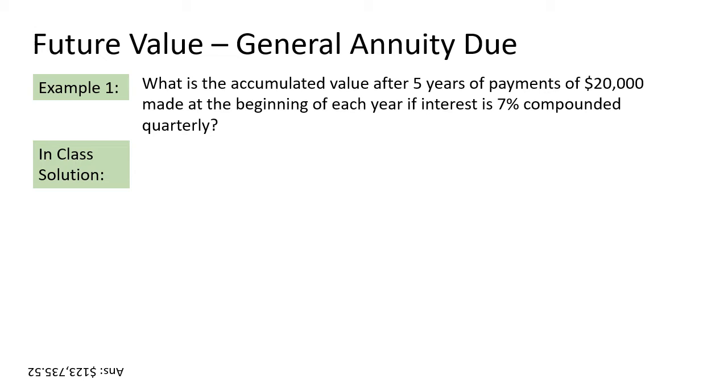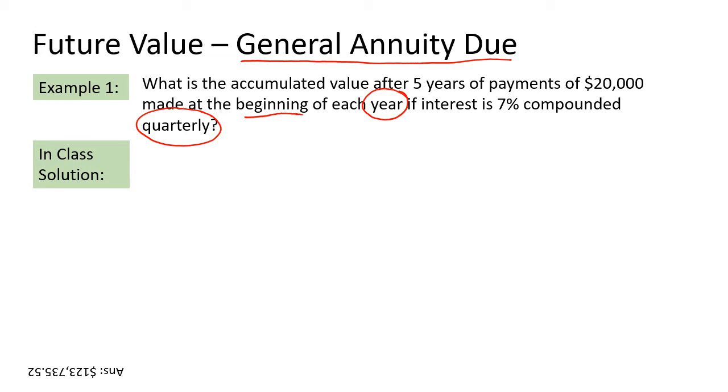So let's look at the first example. What is the accumulated value after 5 years of payments of $20,000 made at the beginning of each year if interest is 7% compounded quarterly? Looking at this, it's the beginning of the year, that's when your payments are, so it's an annuity due. Your payments are yearly, and your interest is quarterly, so they're not the same. That makes it a general annuity due. The beginning makes it an annuity due, and the compounding frequency and payment period not being the same make it a general annuity.